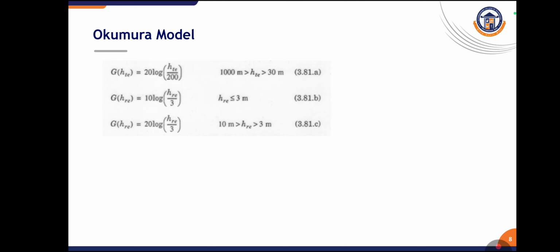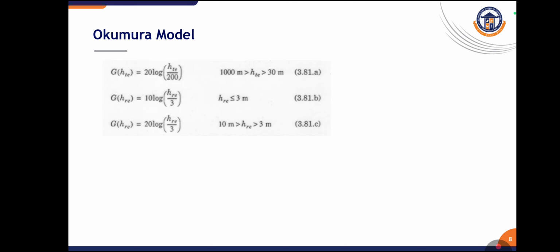And also this is the formula for determining the path loss. GHTE equals 20 log HTE divided by 200, which is for distances measured from 1000. So by measuring the various distances, the GHTE can be obtained.